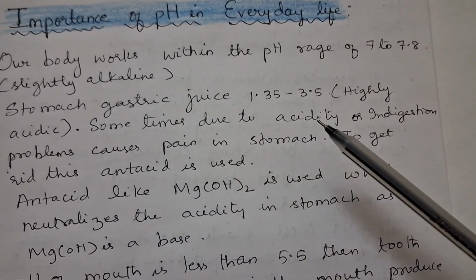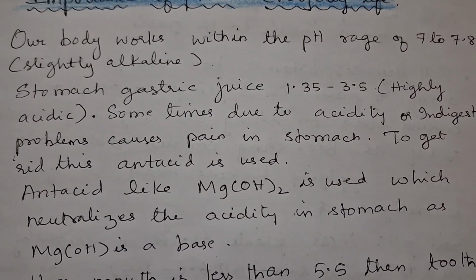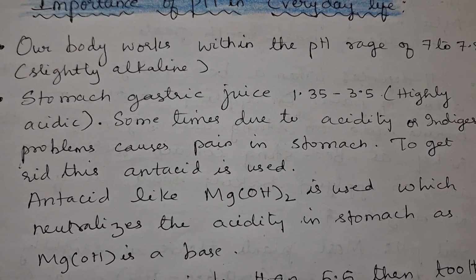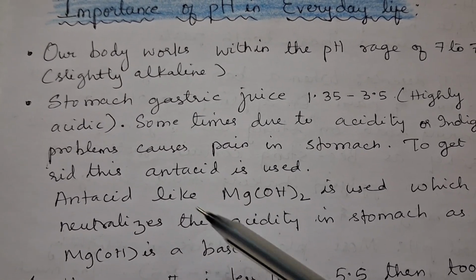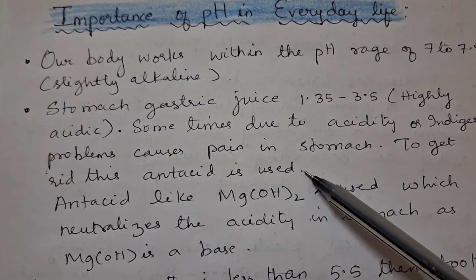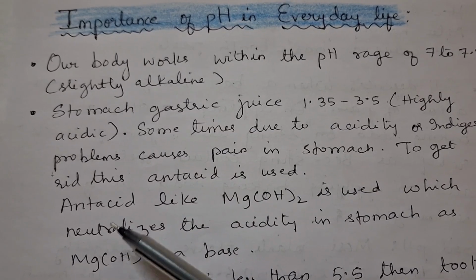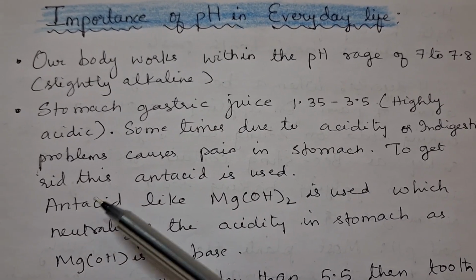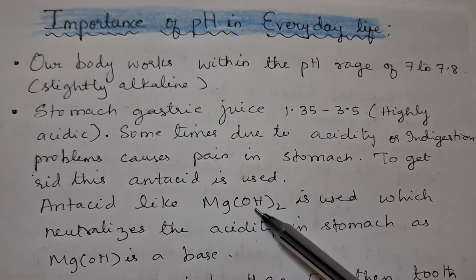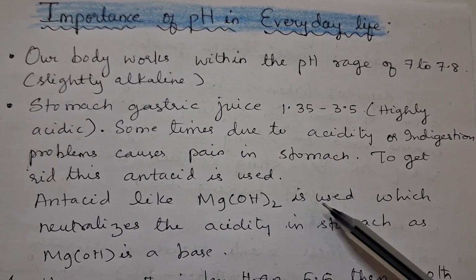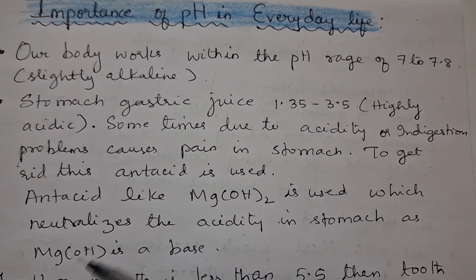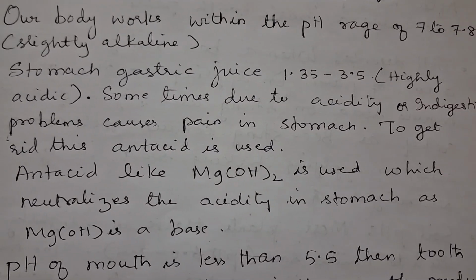Sometimes, due to acidity or an indigestion problem, there is severe pain in the stomach. So a substance like an antacid is used to get immediate relief. Commonly we know Eno, which is an antacid. Antacids contain magnesium hydroxide, which is a base. When you take it along with water, it neutralizes the acidity in the stomach and the pain is relieved.